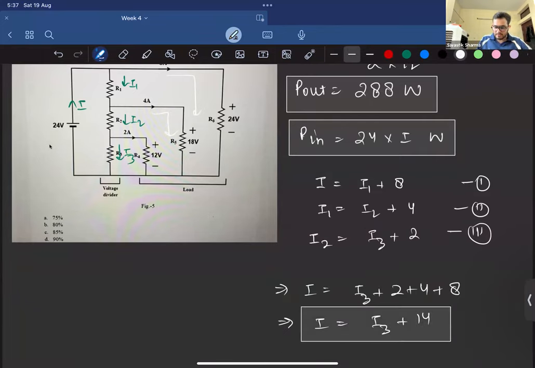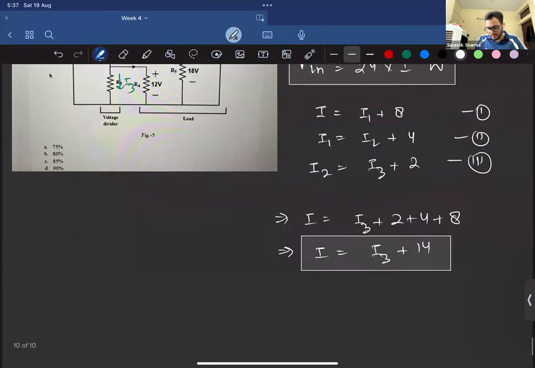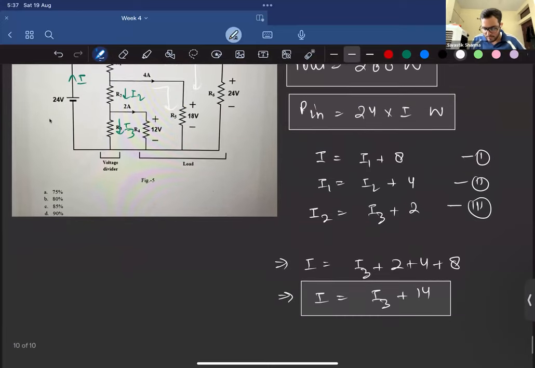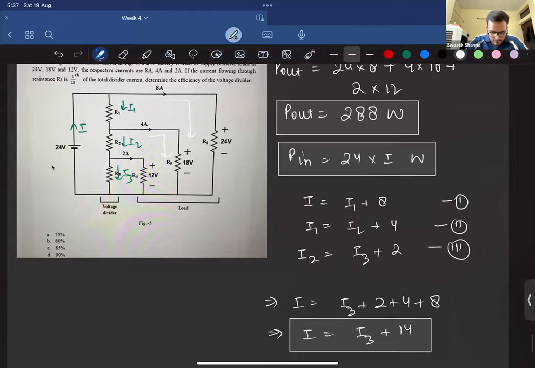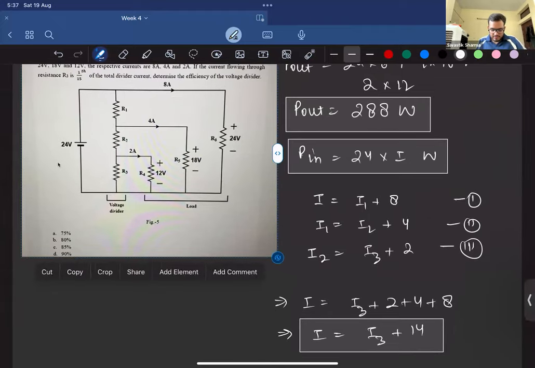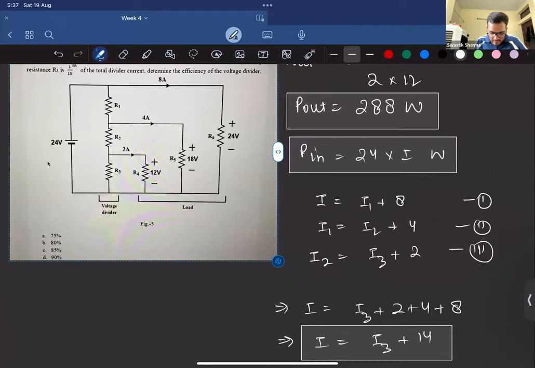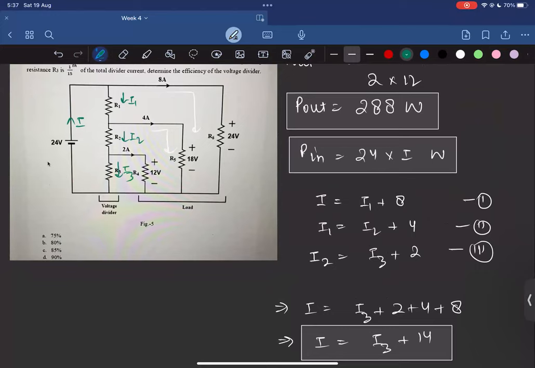So you understand till this point, right? What I just did. Any questions? I'm just using the division of current between different elements and then equating it all together, right? So I coming out from the battery is being divided into I1 and 8. I wrote this equation.